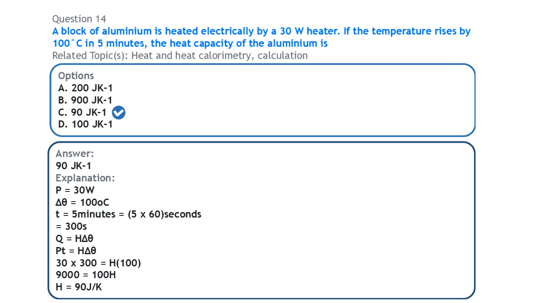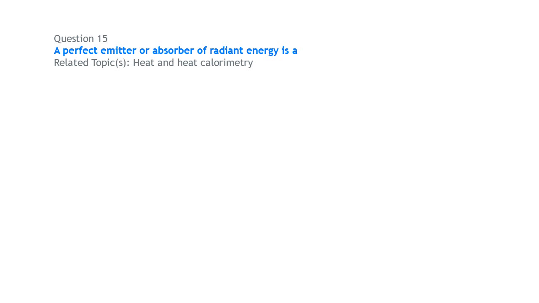The time here is 5 minutes. We convert that to seconds by multiplying by 60. So you have 5 times 60, that is 300 seconds, and the power of the heater is 30 watts. Now where do all of this come in is this quantity of electricity is also given as PT, that is the power times the time. The power here is 30 watts times the time, which is 300 seconds, equal to the change in temperature, which is 100, times H, and we have 100 H. 30 times 300, we have 9,000. So to get the value of our H here, we then divide both sides by 100. So we have H to be equal to 90 joules.